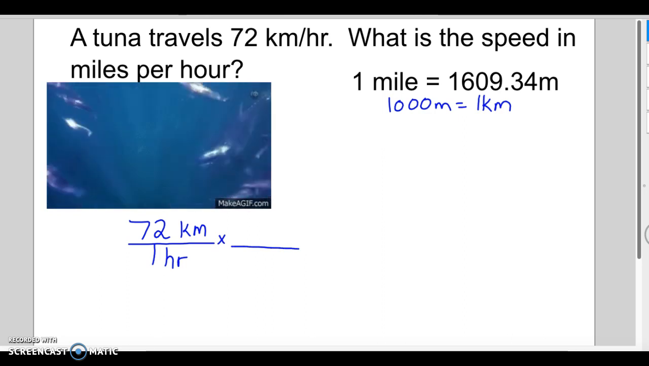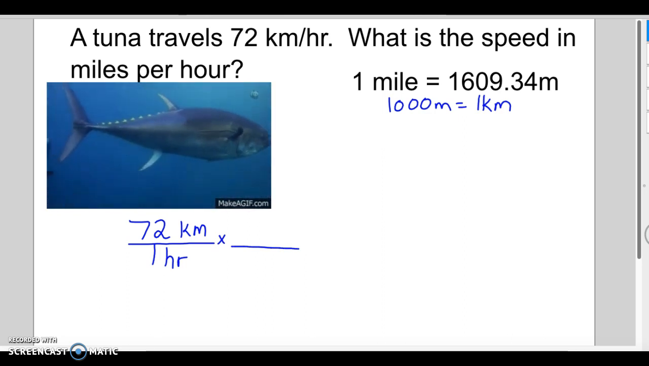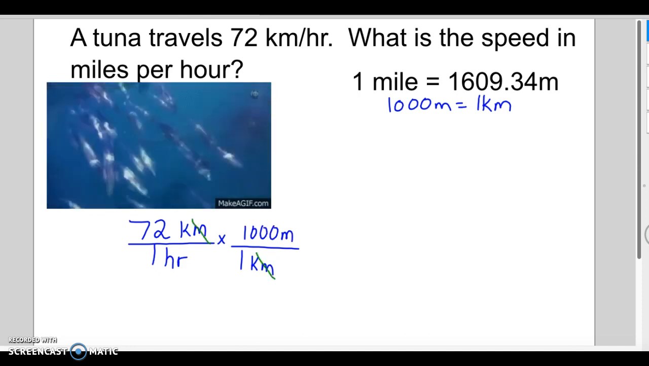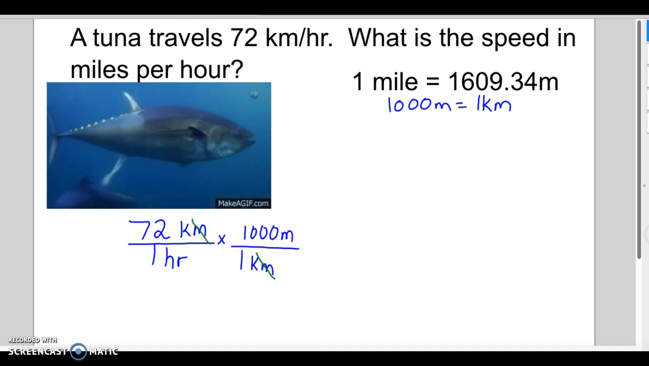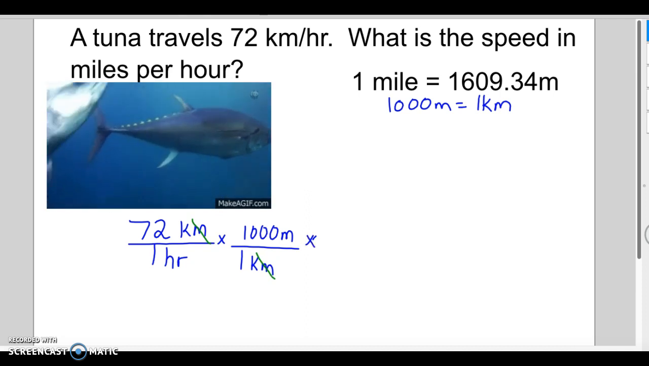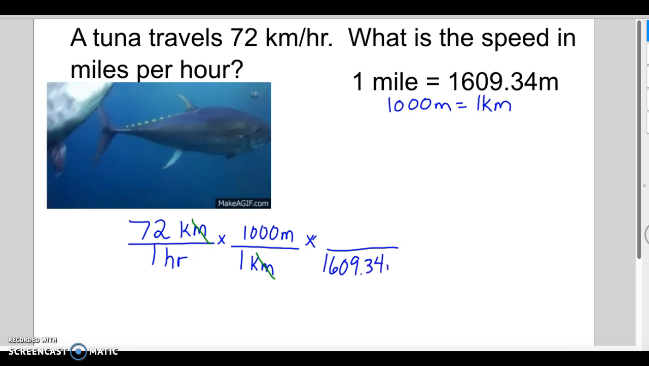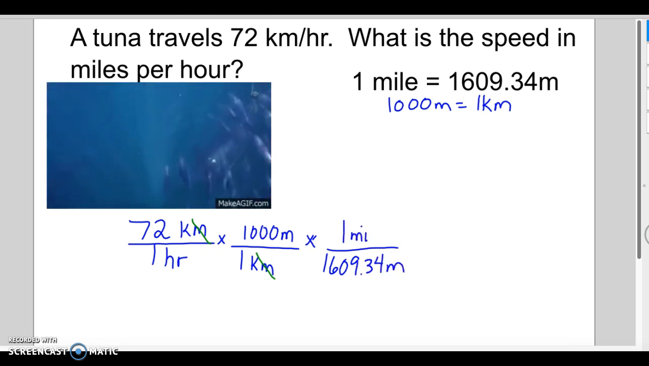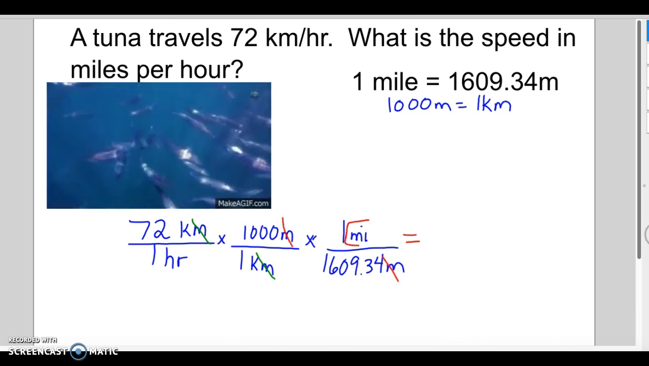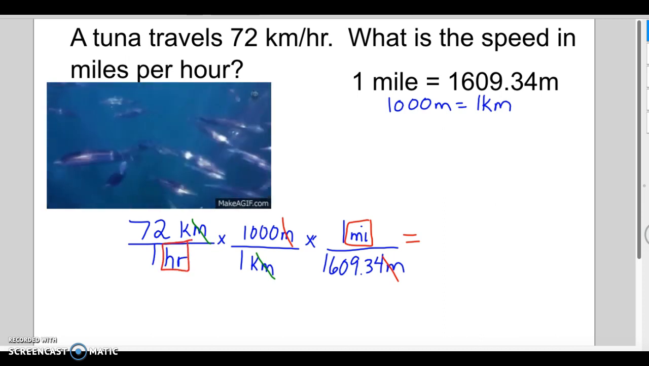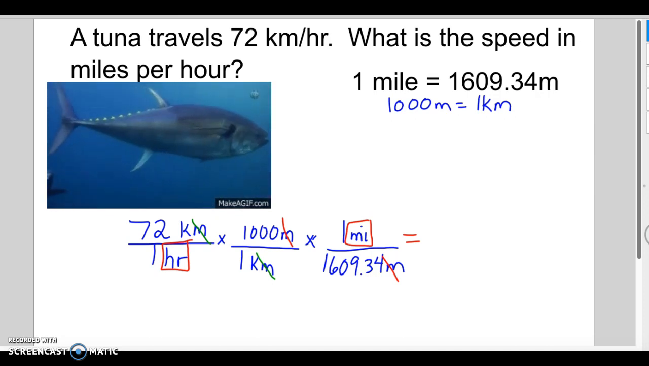So I'm going to let the hour just stay there, but I'm going to try to get rid of the kilometer first. So I would put 1 kilometer is 1,000 meters. So you can see right now I'm in meters per hour. Then I would do one more step where I'm going to get rid of my meters and convert to miles. So those meters cancel. And then you can see the unit now is in miles per hour. So I would take 72 times 1,000 divided by 1609.34.